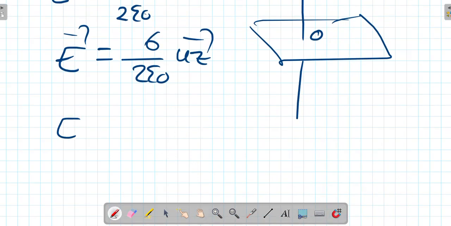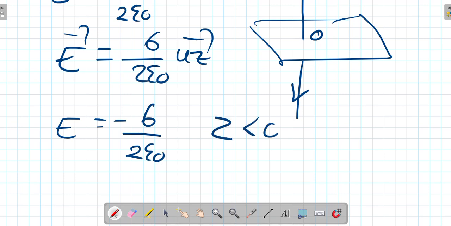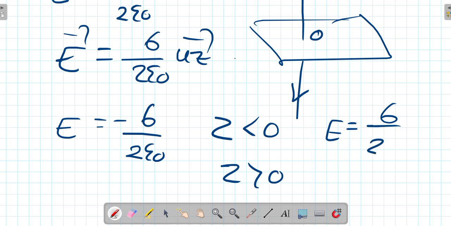But if it's downwards, the unit will be negative, negative 2 over, when Z is less than 0. When Z is greater than 0, it is positive, because E is dependent on the Z axis, in the direction of Z. So if Z is negative, E will also be negative. If Z is positive, E will also be positive. As simple as that.